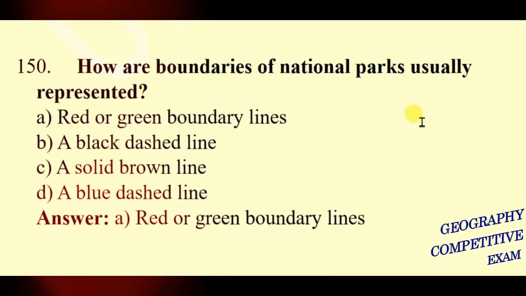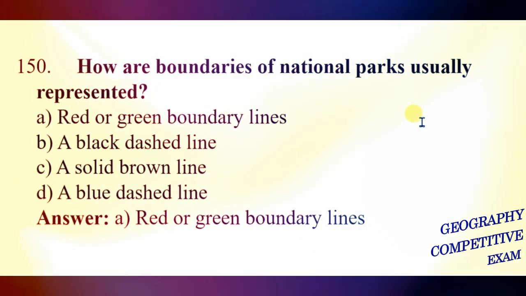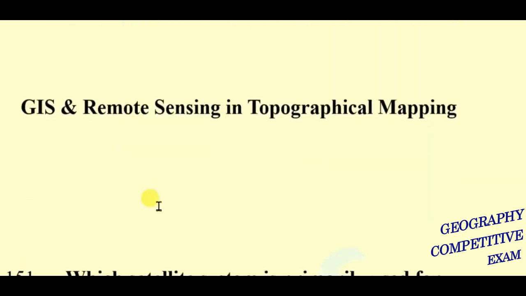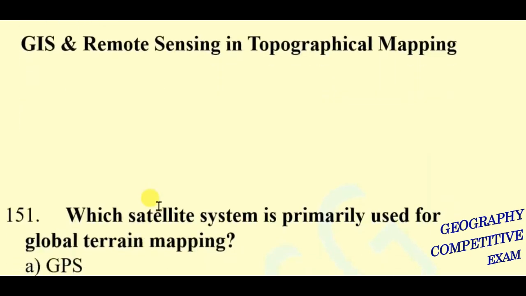Question 150. How are boundaries of national parks usually represented? Red or green boundary lines, a black dashed line, a solid brown line, a blue dashed line. Here the right answer will be red or green boundary lines. Category: GIS and remote sensing in topographical mapping.